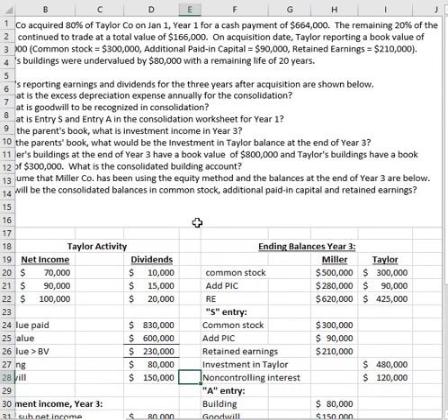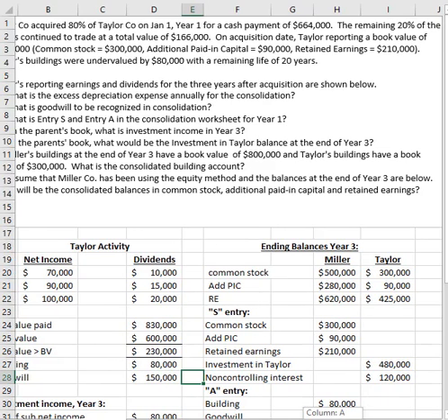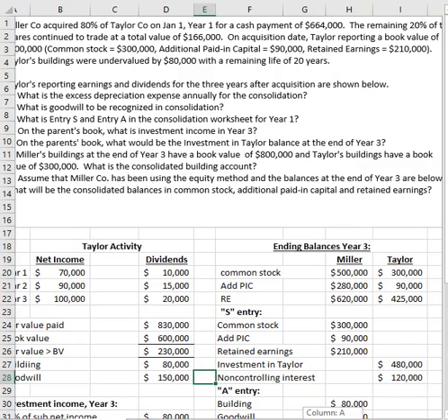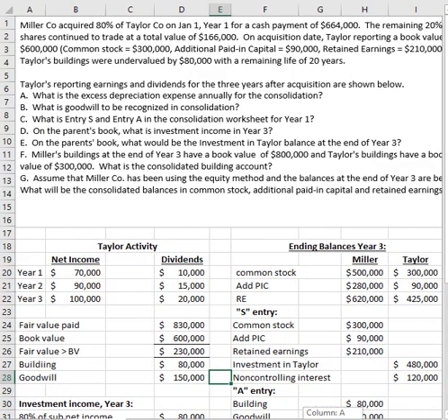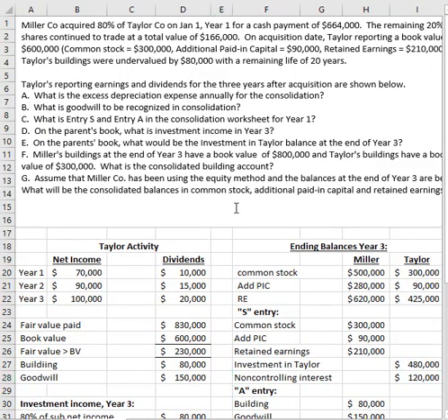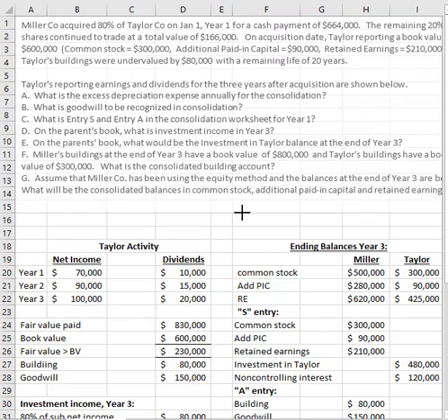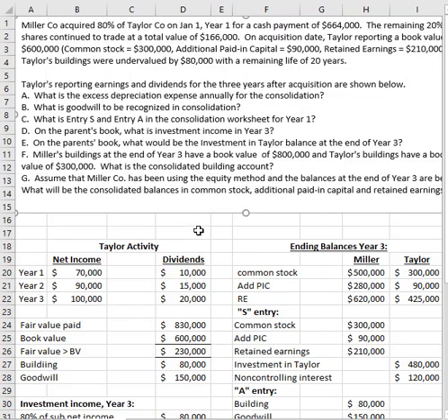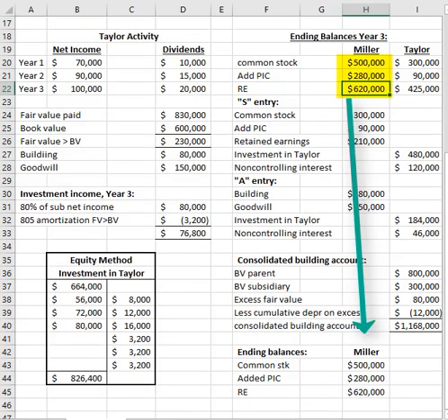All right, and then it asks for the ending balance at the end of year 3 in common stock, additional paid in capital, and retained earnings. So that's a little bit of a trick question because the consolidated equity section is always the equity of the parent. All right, there was a lot in that one. Let's go on to the next.